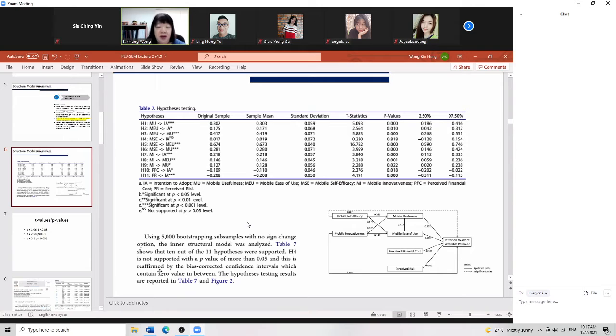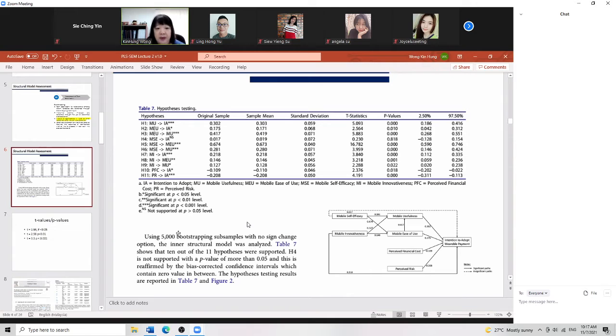Okay, this is reaffirmed by this bias-corrected interval, which contains zeros. So you see, this one there is a minus sign here. Okay, so this one, the confidence interval cannot contain zero value. Is that clear? For the hypothesis to be supported.